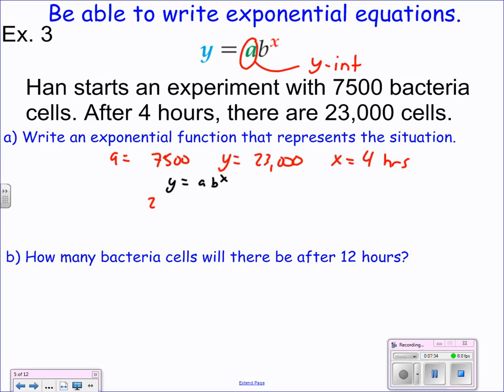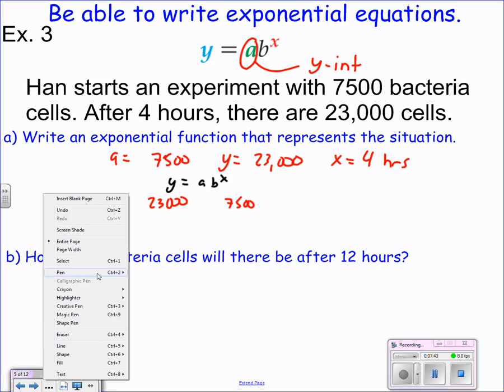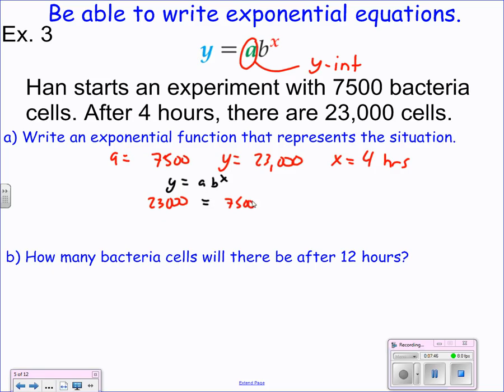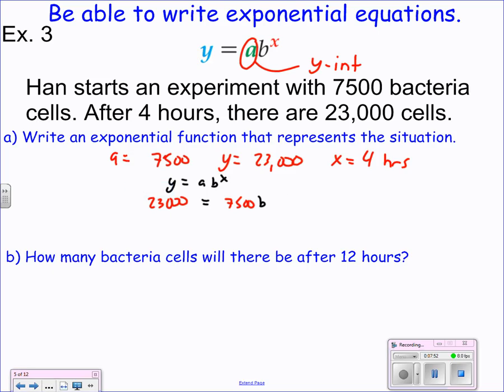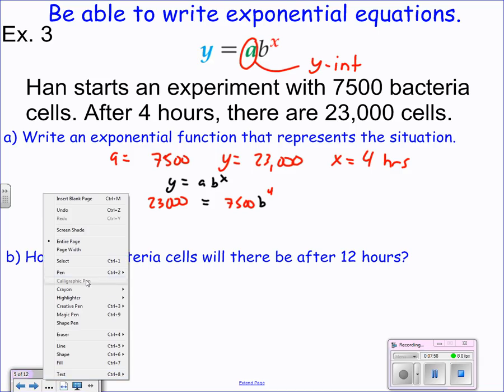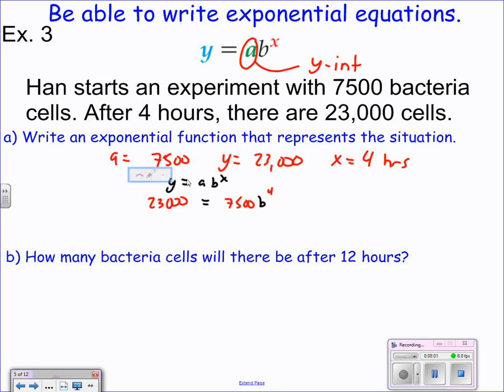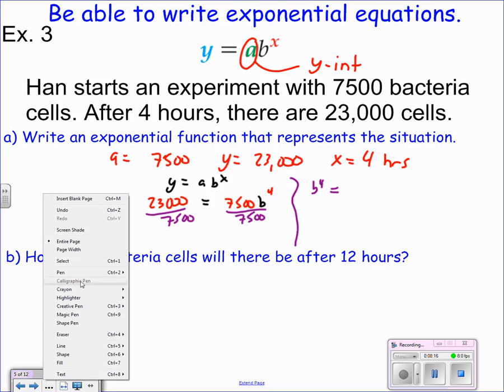So y is 23,000 here. A is 7,500. And then B stays B. And then X is 4. All right, so now I'm going to first divide both sides by 7,500. So that means B will be by itself, but to the 4th power. And then we need to calculate that using our calculator.